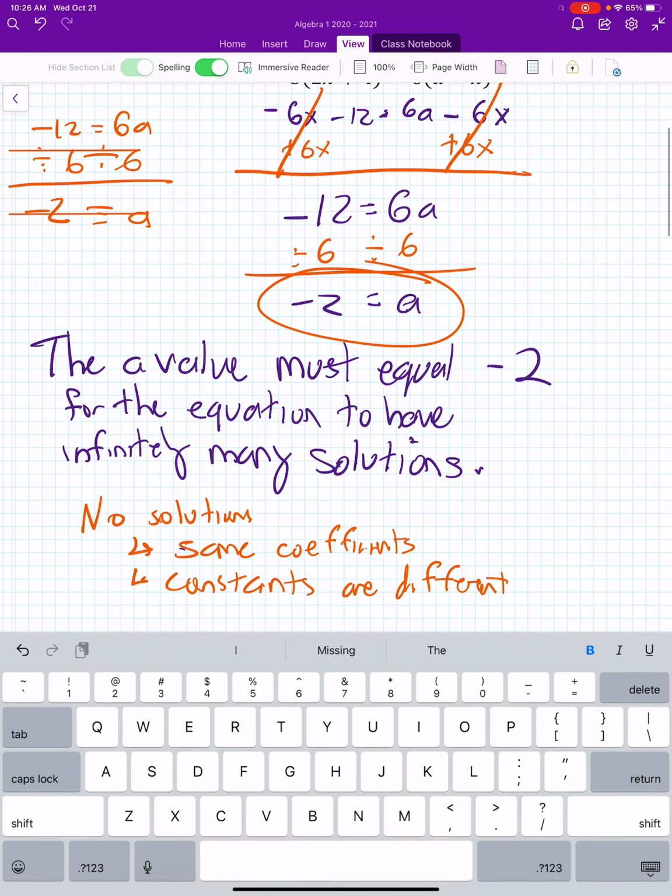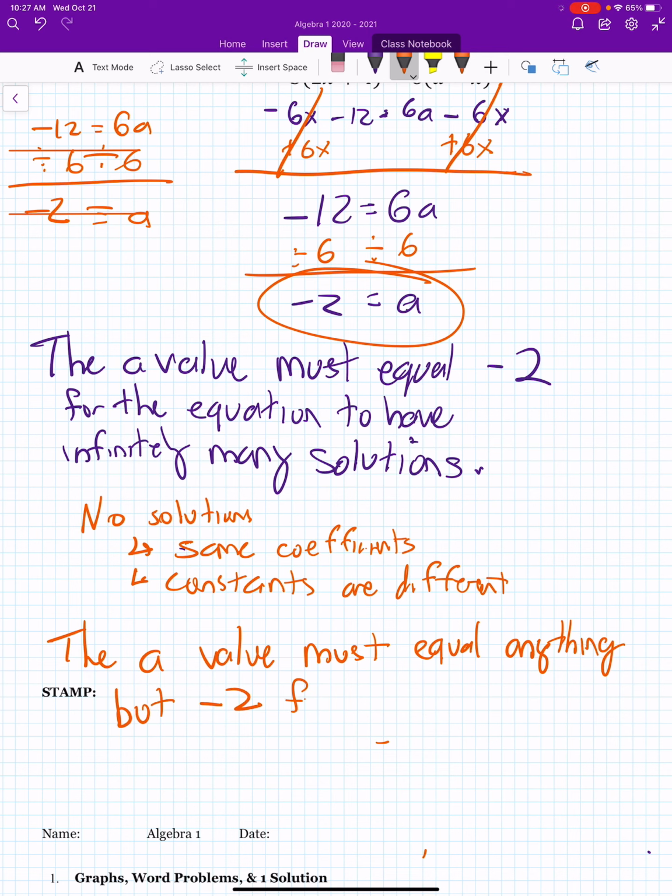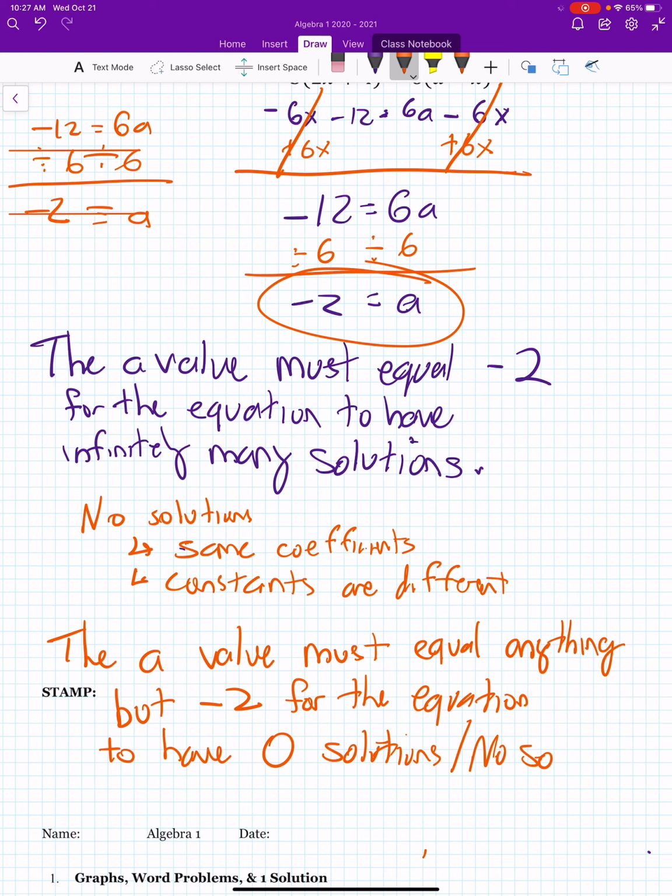That's why I want to really stress this explanation. The a value must equal anything but negative 2 for the equation to have 0 solutions, or no solutions, rather.